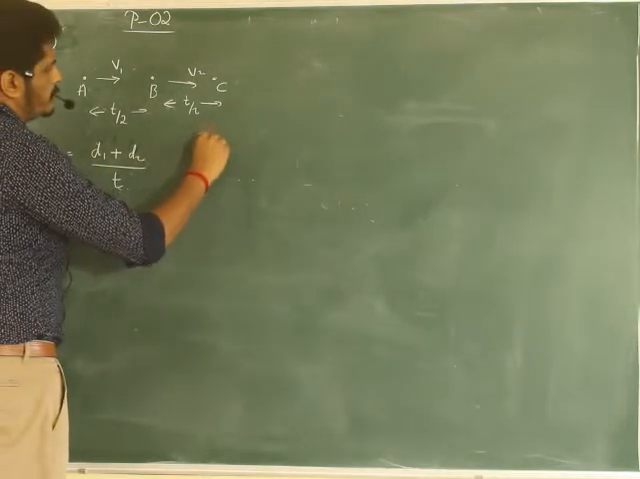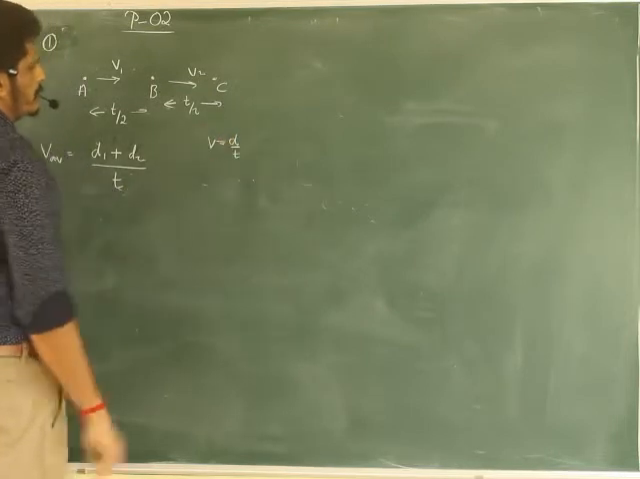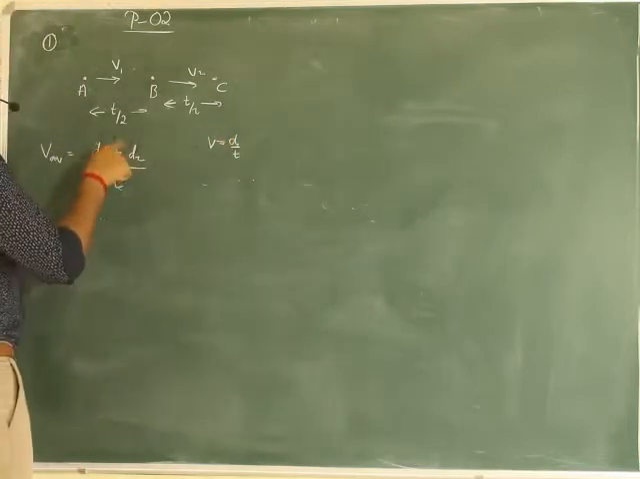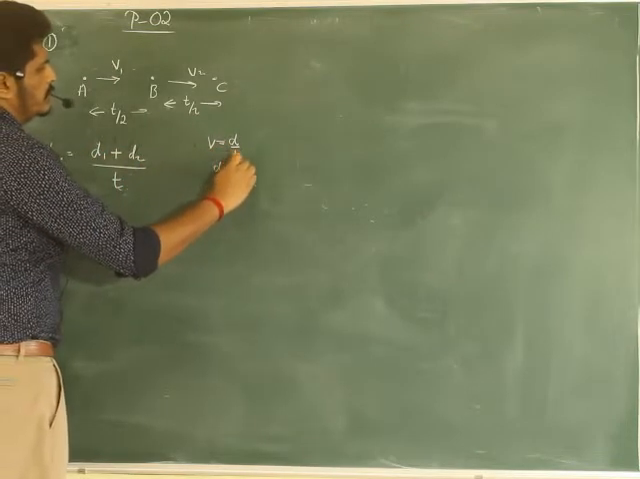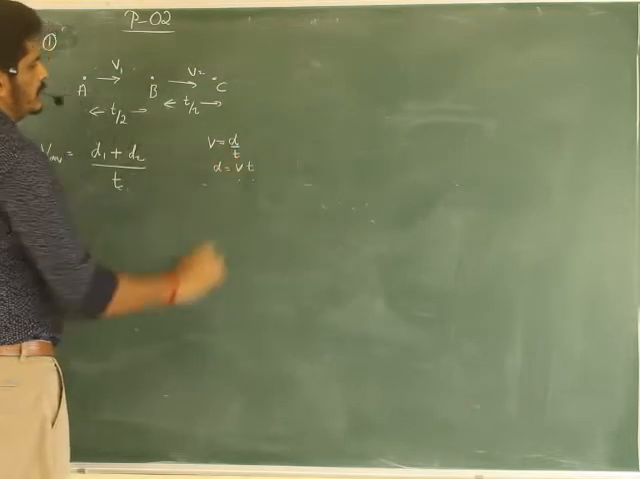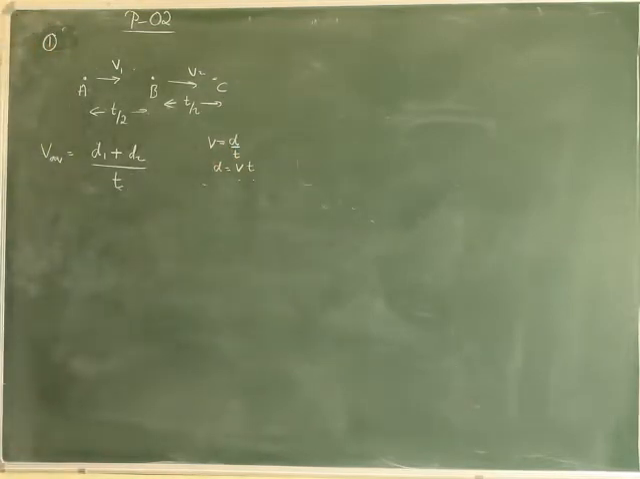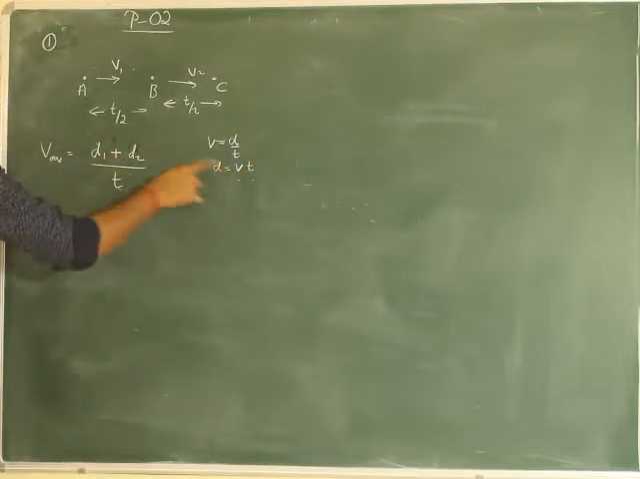Velocity equal to distance or displacement by time. I can substitute because D value I don't know. So I will just make a small rearrangement. D is equal to what? D is equal to V into T, correct? So D is equal to V into T I can take. Next, whether here it is applicable directly V into T?